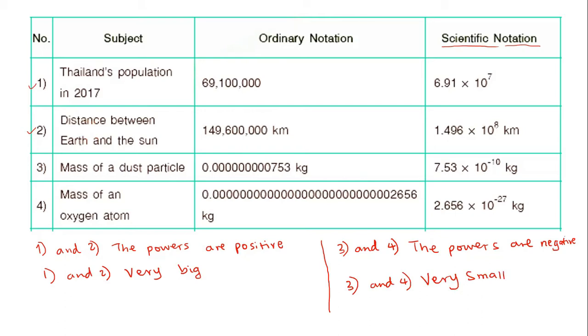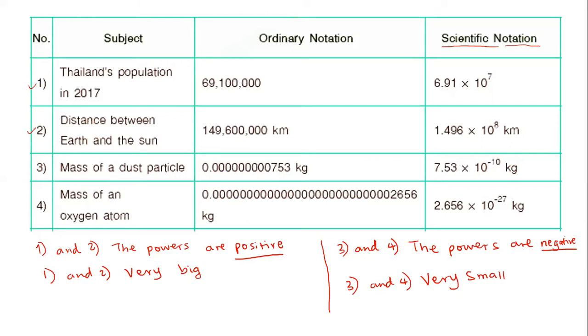So, what do you think? To write numbers in scientific notation, when numbers are very big, the powers are positive. And when numbers are very small, the powers are negative. Is that okay? Also, writing numbers in scientific notation is a very good practice because it makes very big numbers easier to read and write, and it also makes very small numbers easier to read and write.